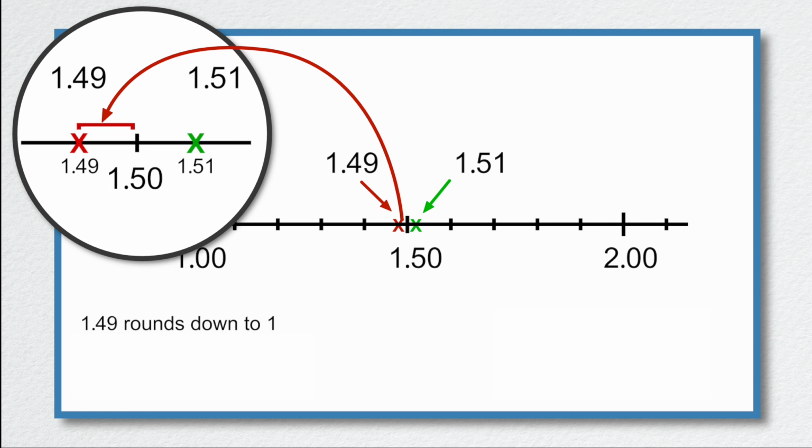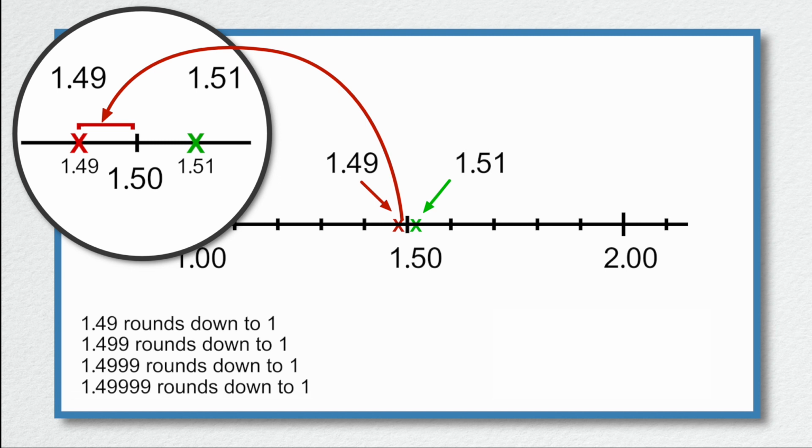So we know that 1.49 rounds down to 1. If we type 1.499, this also rounds down to 1. 1.4999 also rounds down to 1, and 1.49999 rounds down to 1. The point being, it doesn't matter how many 9s I'm adding onto the end of this decimal. The value is always going to be less than 1.5, and so will always be closer to 1 than it is to 2.